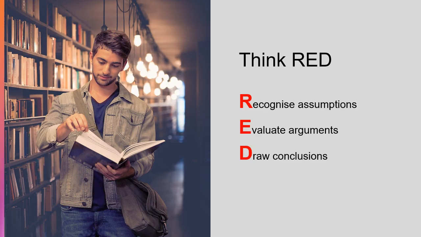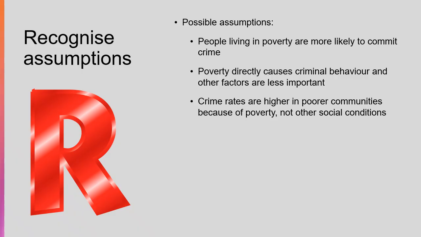So let's look at how this strategy might work in practice. Imagine a researcher claims that poverty is a major cause of crime. Starting with R for recognizing assumptions, before accepting this claim, we should identify the assumptions behind it. Possible assumptions include that people living in poverty are more likely to commit crime, poverty directly causes criminal behaviour, and other factors such as family, education, or peers are less important.